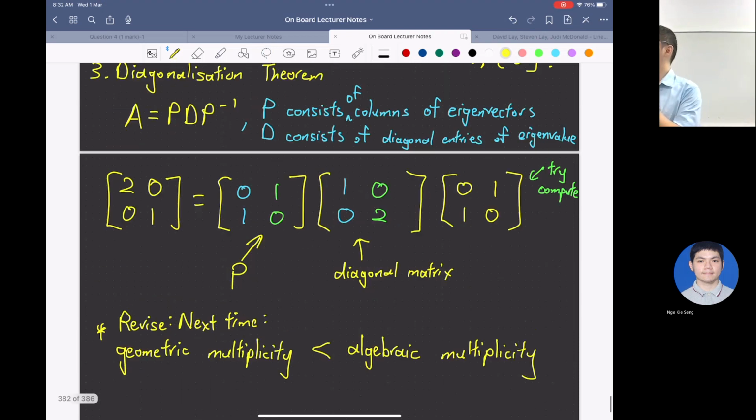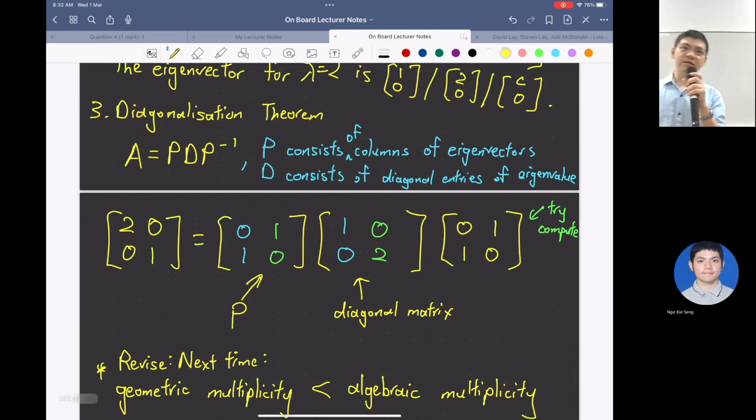So far okay. Given the matrix, try to find the eigenvalues. After you find the eigenvalues, you get eigenvectors. If you get the eigenvectors and they are linearly independent, form P, take P inverse, and then diagonalize your matrix.